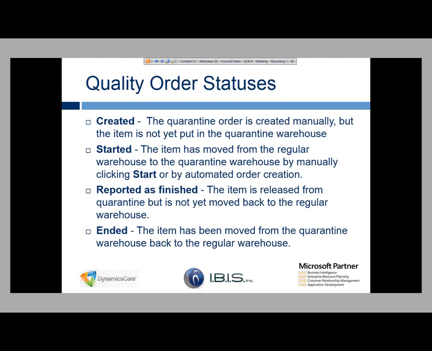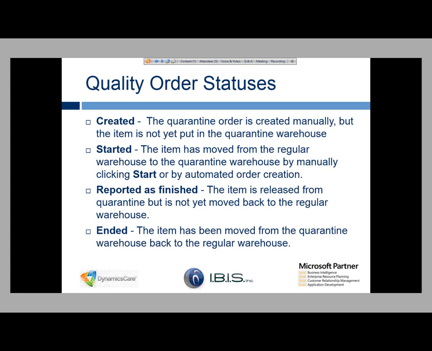Created status will only occur if the quality order has been created manually. Started status, if any quality order has been created automatically, it'll automatically be in started status. If you've created a quality order manually, you have to actually click the start button to move it into started status. Then you have a report as finished status.